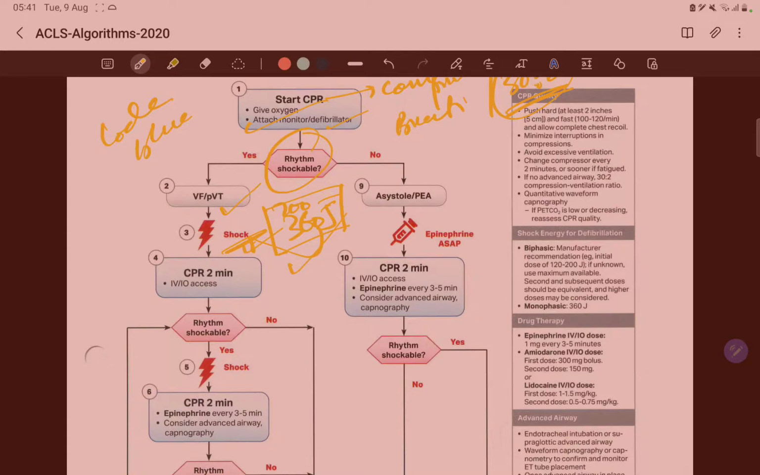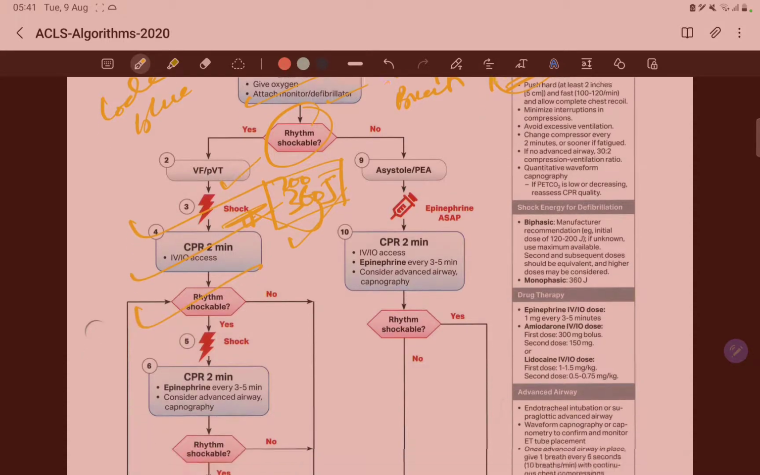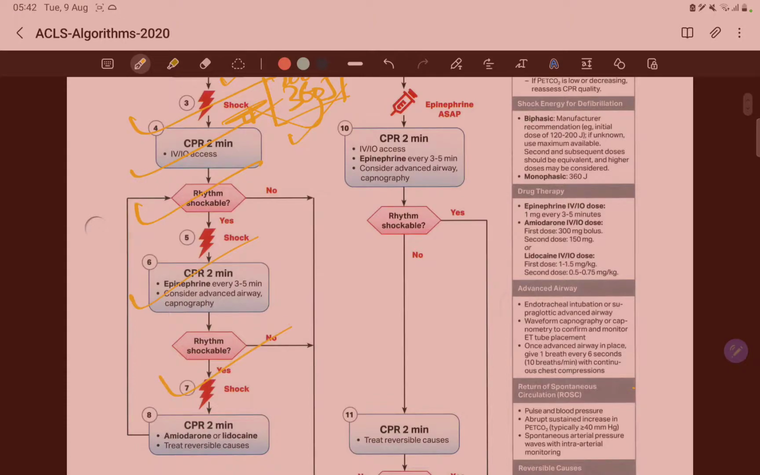Okay. So after the first shock, no medication. After the second shock we give epinephrine. After the third shock we give amiodarone 300. After the fourth shock we give epinephrine again, because of 3 to 5 minutes. And after the fifth shock we give amiodarone 150, and after the sixth shock we give epinephrine. It goes on like this.